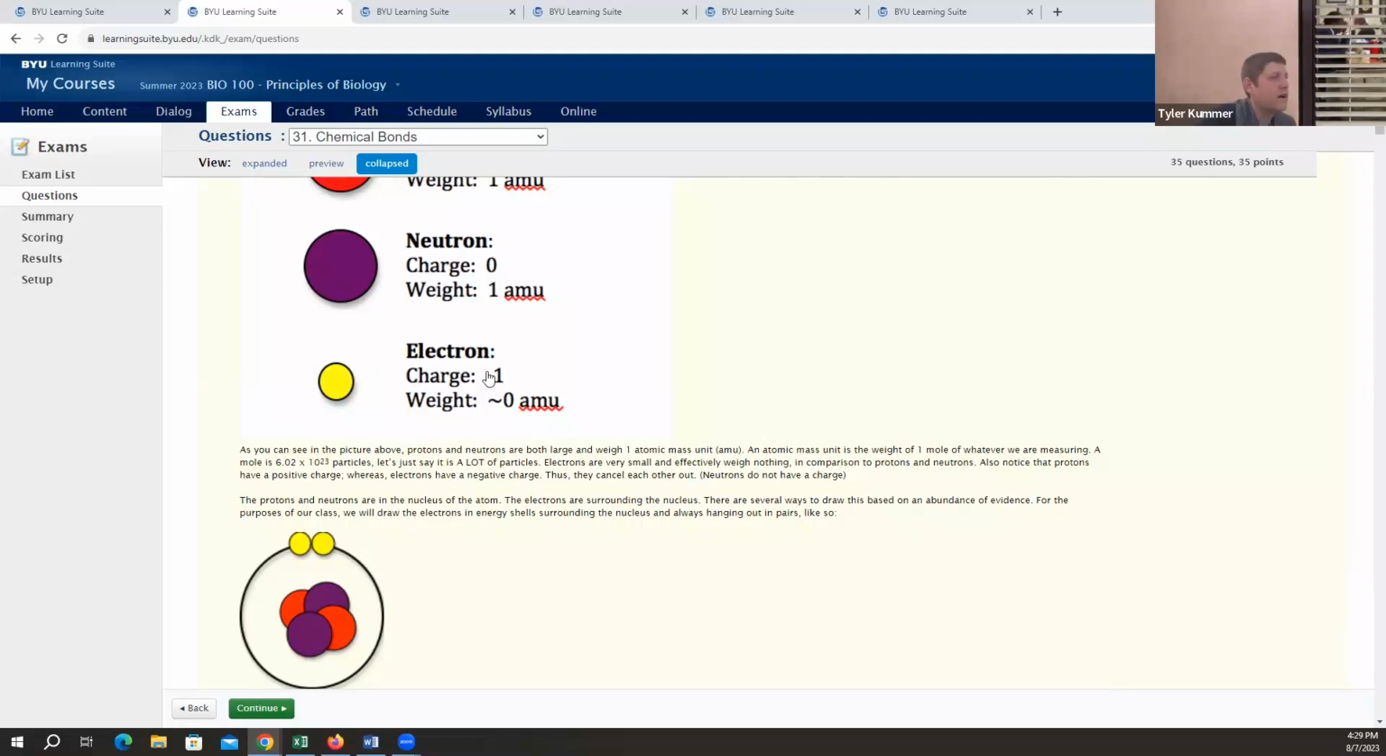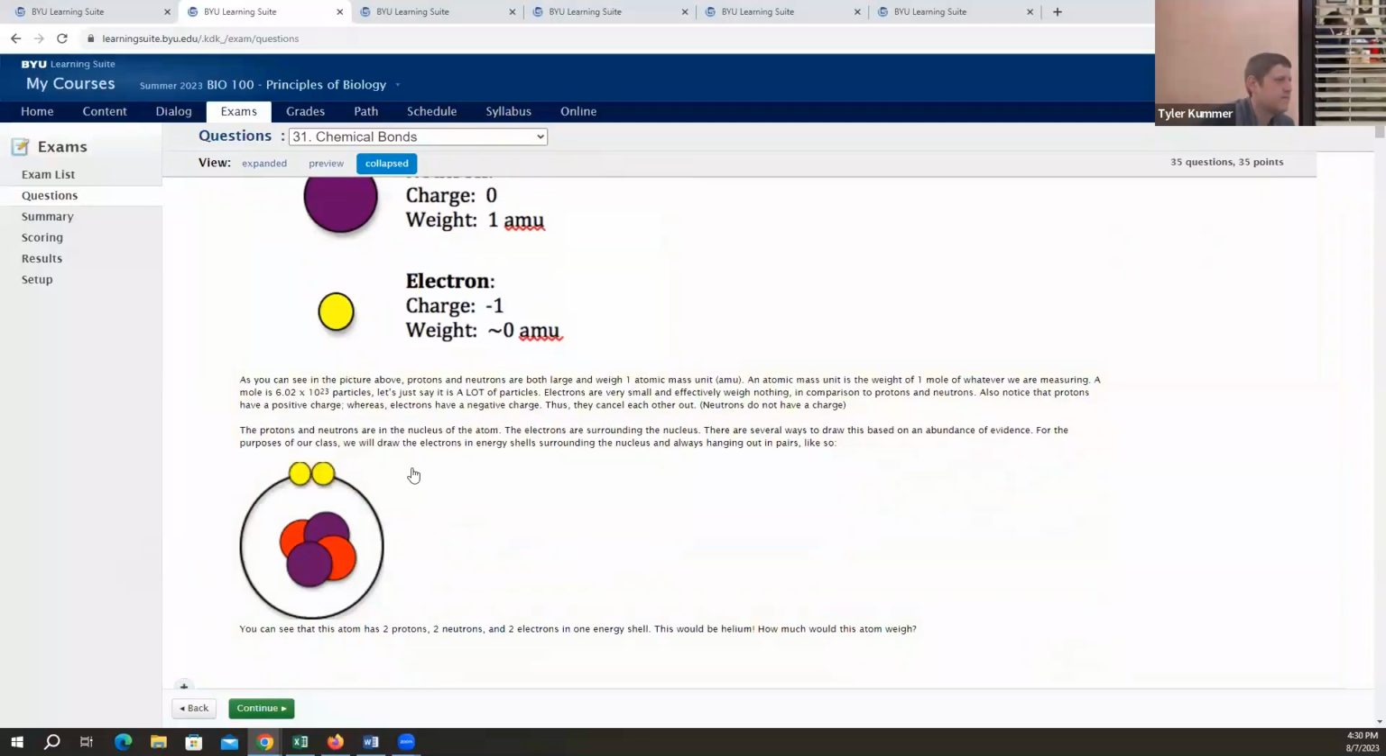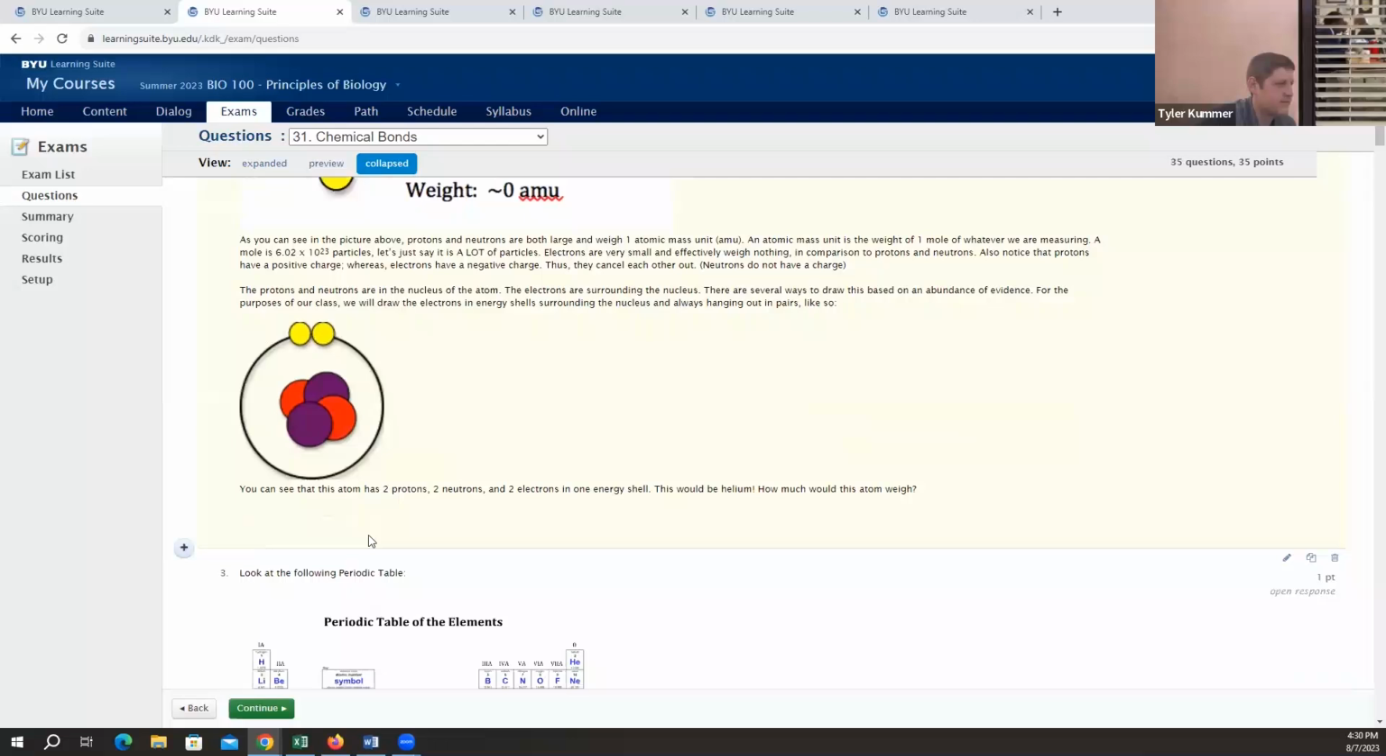They do have equal charge. So protons and electrons balance each other out. Protons are positive, electrons are negative. Those two charges balance. And so that's the basic structure of the atom.